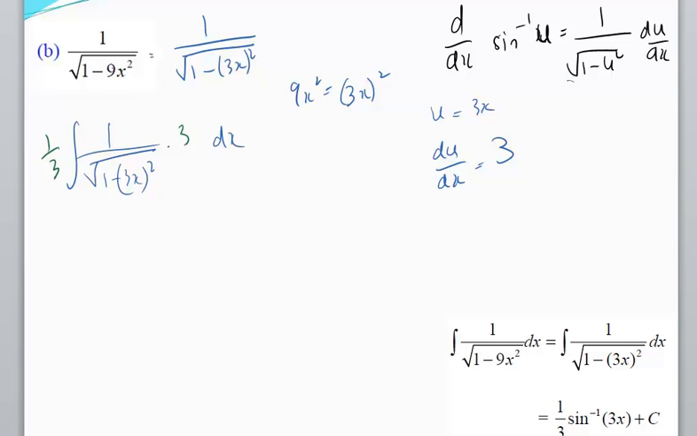So now we're in our exact format to go backwards. So here it's equal to a third, our inverse sine of u, which is 3x, plus our constant c.